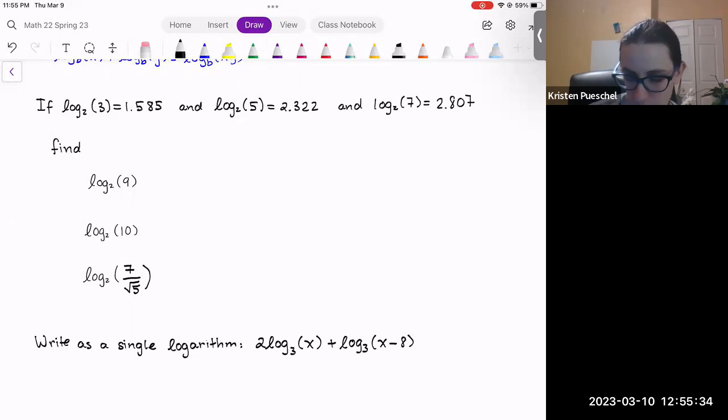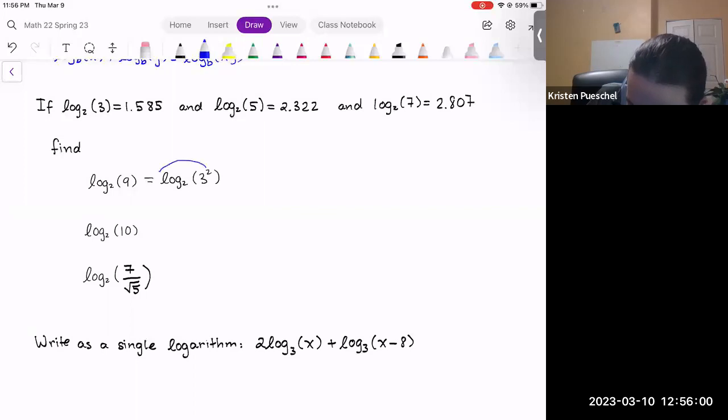Okay, so let's take a look. We're going to look at log base 2 of 9. Okay, so we can relate 9 to 3, 5, 7 by saying, well, 9 is 3 squared. So this is equal to the log base 2 of 3 squared. And from our third logarithm property, that 2 up in the power can be pulled down in front outside so that this is just equal to 2 times the log base 2 of 3. So this is 2 times 1.585.